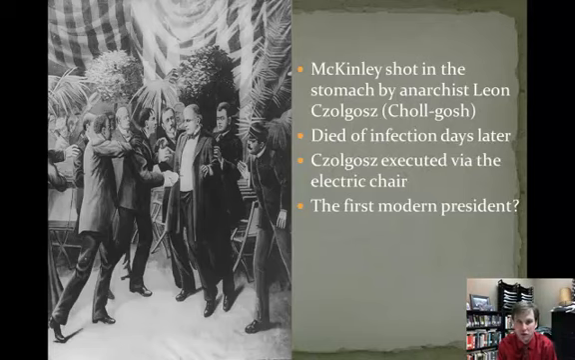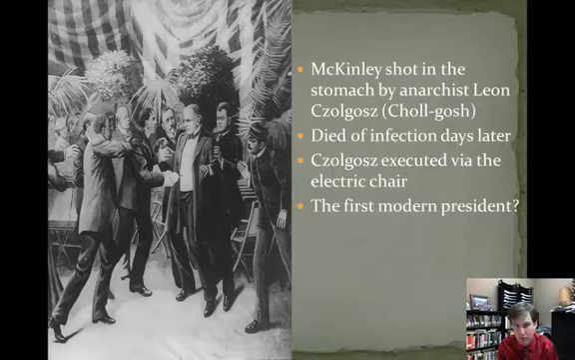A man named Leon Czolgosz will walk up to him with his hand in a bandage and a pistol in his hand and point the pistol right in McKinley's stomach and shoot him. So Czolgosz was an anarchist. McKinley wouldn't die immediately. He would die of infection days later, and Czolgosz would then be executed via the electric chair.